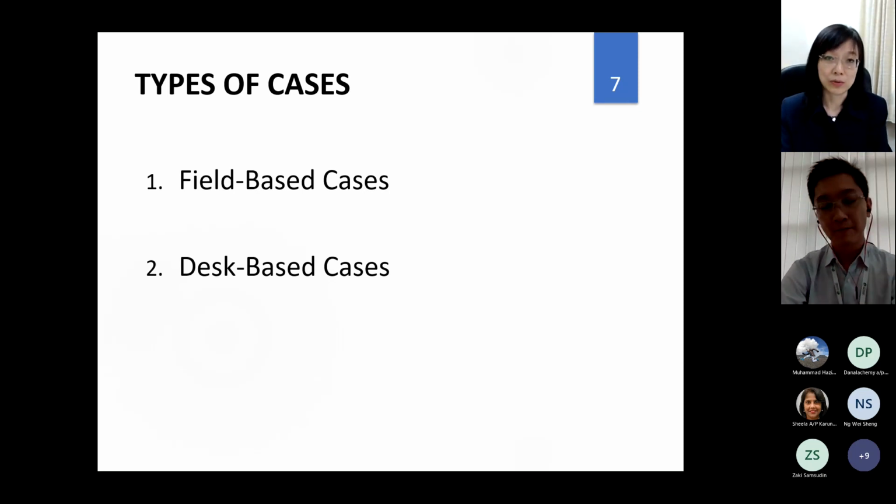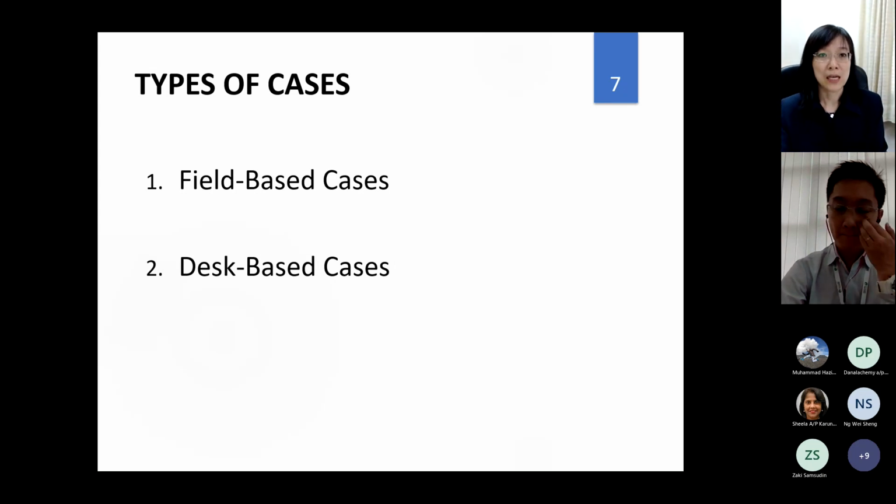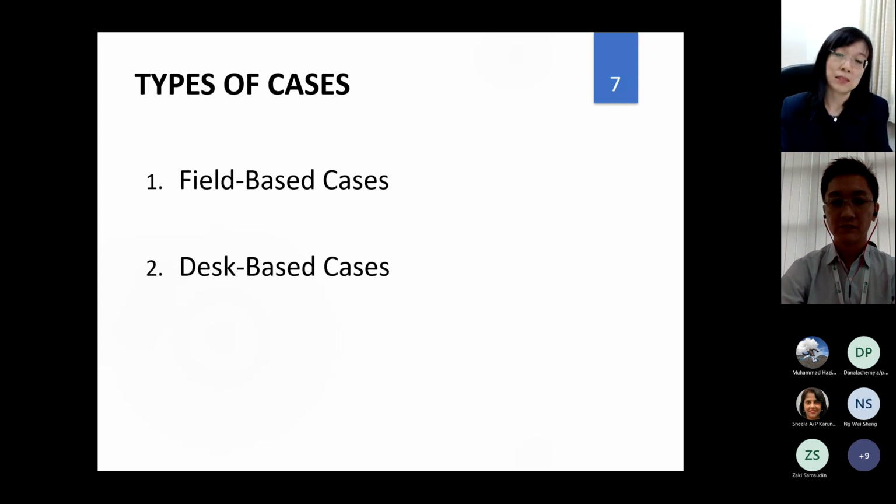This is what I also engage in when I write my cases. Field-based cases is where you go into the company, you talk to the people in the company, and you write about the issue based in the company. So basically, you work closely with the company and their employees to actually find out what is the issue. So when you engage in a field-based case, you are actually bringing a slice of the reality of what's happening in the organization into your classroom.